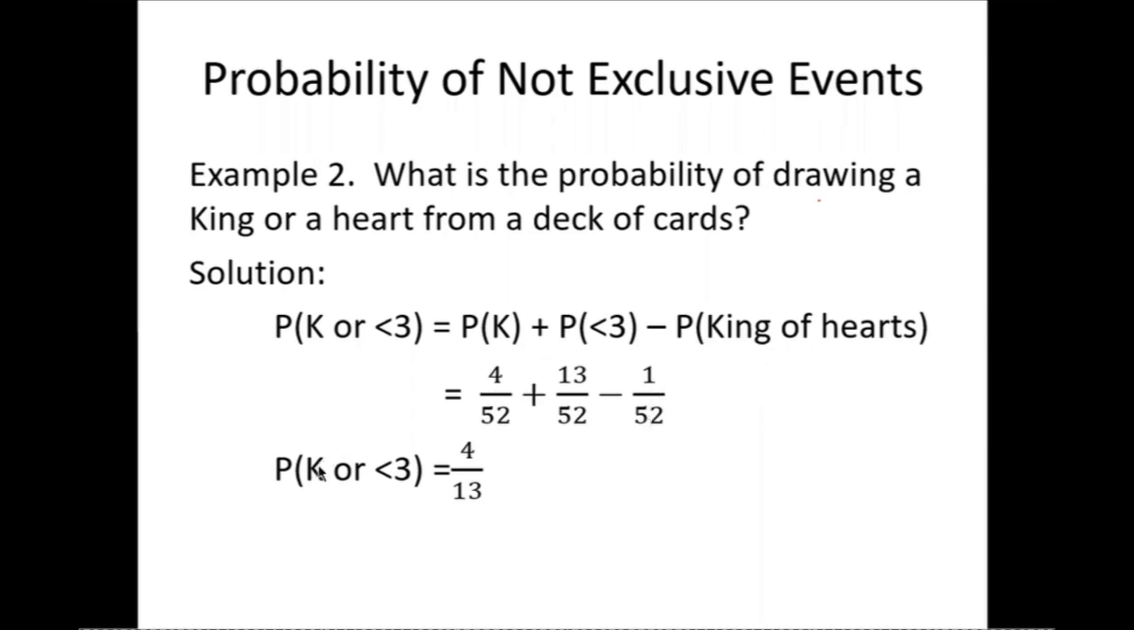Therefore, pag kinuha natin ang probability ng king or heart, meron tayong 4 plus 13 minus 1, that is 16 over 52. So, ang 16 over 52, the same as 4 out of 13. Okay? So, pag kinuha natin ang kanyang lowest term. So, 16 over 52 ay 4 out of 13. Okay?